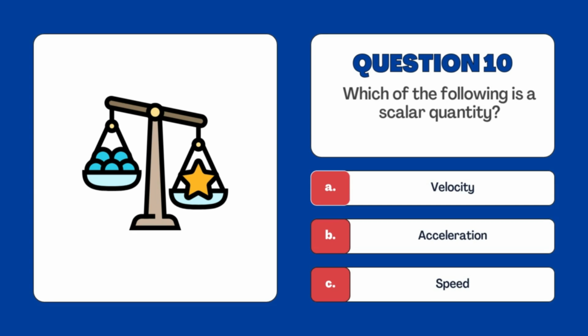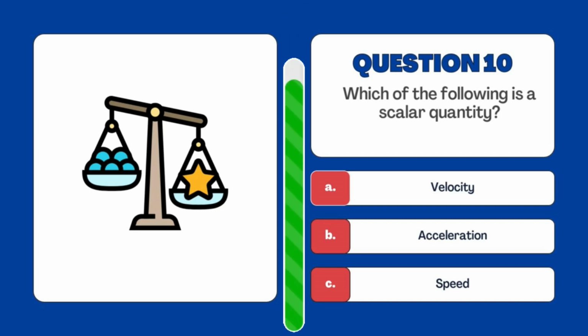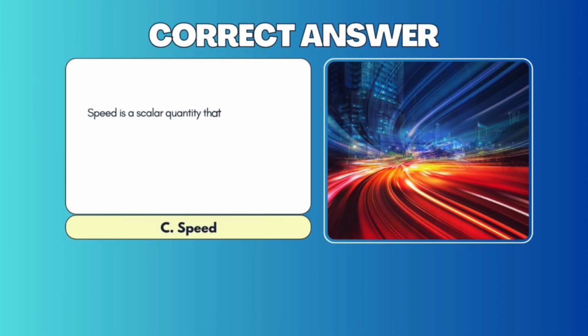Question 10. Which of the following is a scalar quantity? A. Velocity. B. Acceleration. C. Speed. The correct answer is C. Speed. Speed is a scalar quantity that measures how fast an object is moving without regard to its direction.